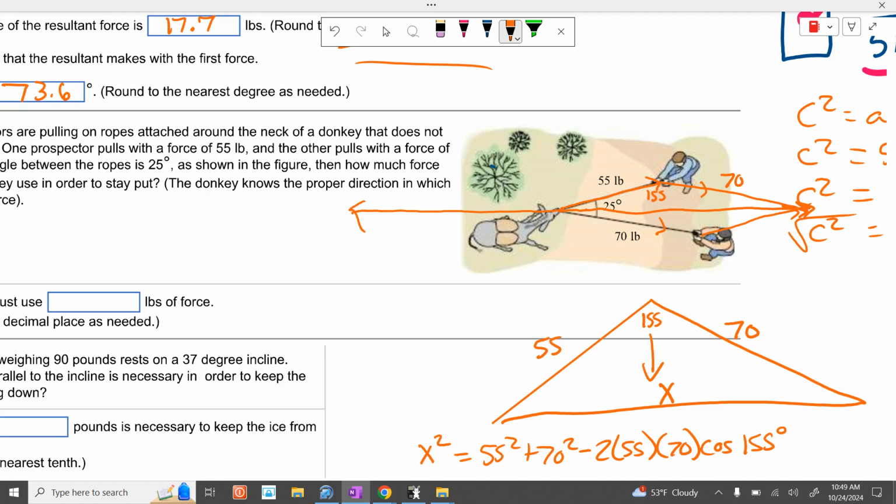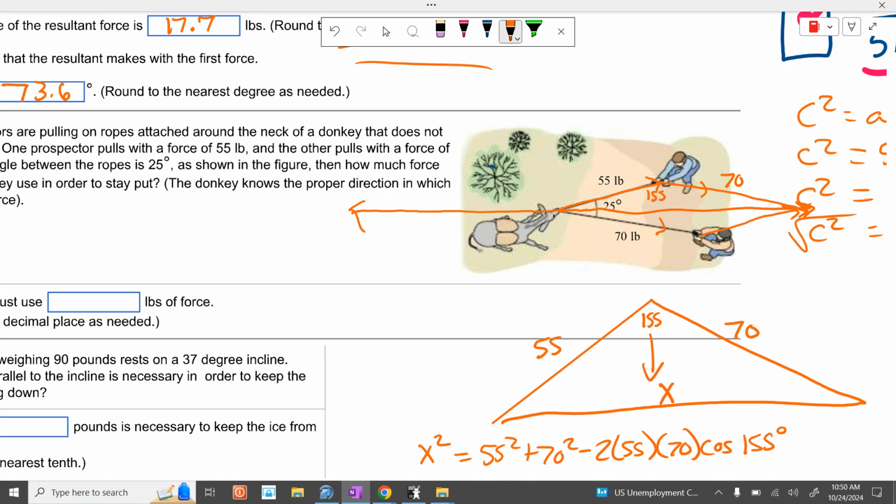What number do you get if you take 55 squared plus 70 squared minus 2 times 55 times 70 times cosine of 155? 14,903.6. That donkey has a lot of force to it if it's got 14,000 pounds of force.